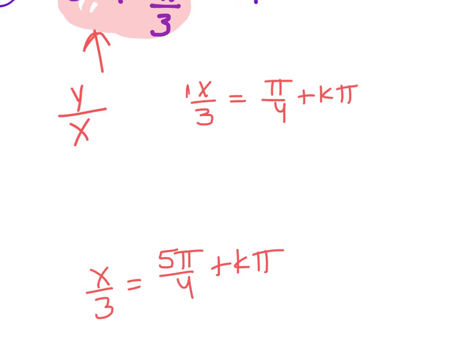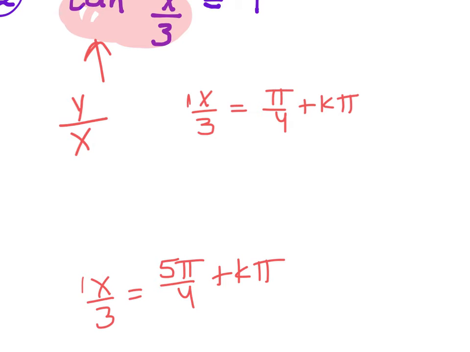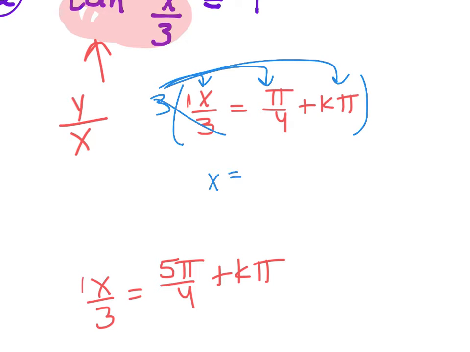Remember, guys, this is 1/3. So what's the opposite of timesing by 1/3 or dividing by 3? You're going to multiply by the reciprocal. I'm just going to multiply everything by 3. So when I do that, the 3 goes here, here, and here. So these 3s cancel out. I have x equals 3 pi over 4 plus 3k pi.